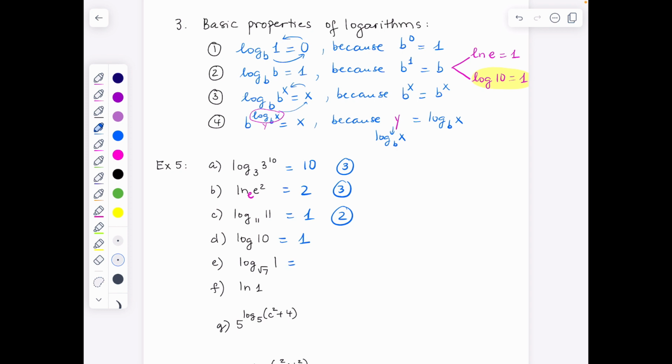Log base square root of 7 of 1 will equal 0 because it matches with property number 1. ln 1: the base is e, however, the input is 1, so it also matches with property number 1, so the answer is also 0.